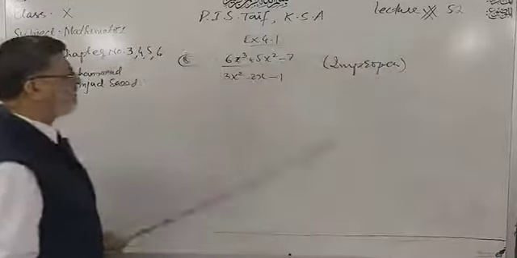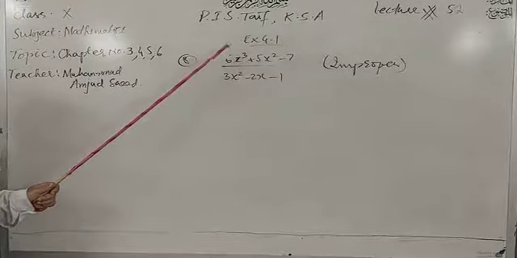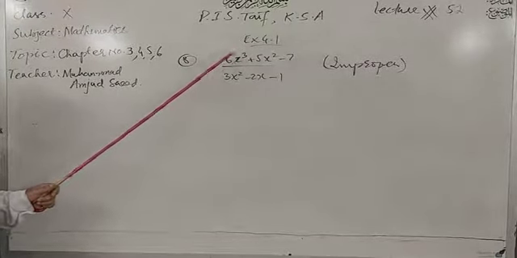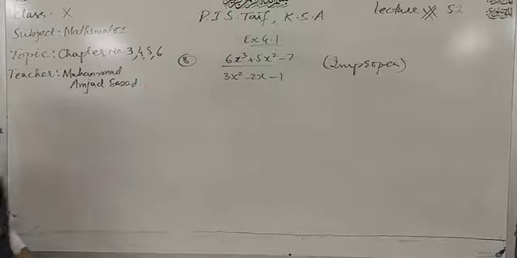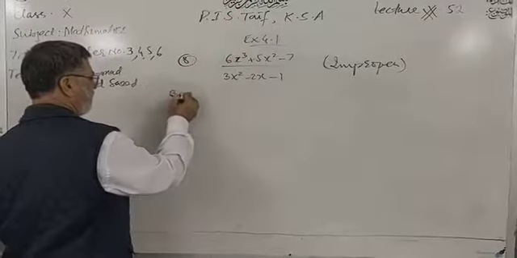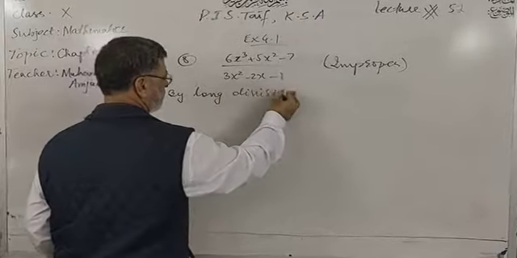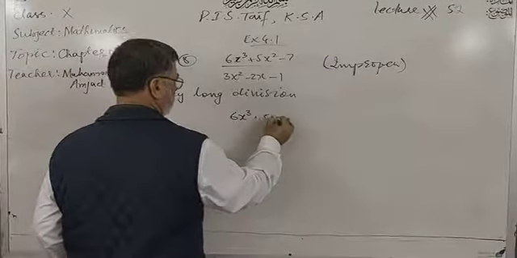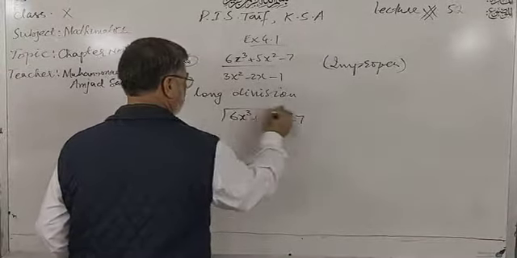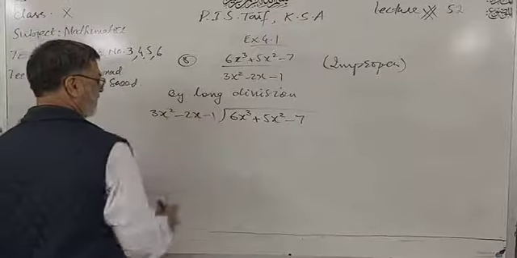Dear students, first of all, you have to convert this fraction into a proper fraction. This is improper. By long division, 6x cube plus 5x square minus 7 divided by 3x square minus 2x minus 1.